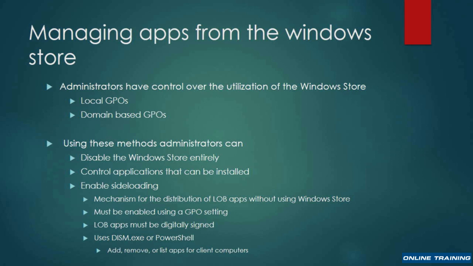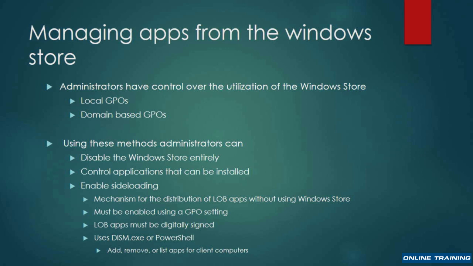We can go through and configure applications that can be installed. We can also enable what's called side loading. Side loading is actually a mechanism for the distribution of LOB, line of business applications, without using the Windows Store, because in a business environment, I may not have users that are actually accessing the store because they don't have Microsoft accounts. LOB apps would have to be digitally signed.